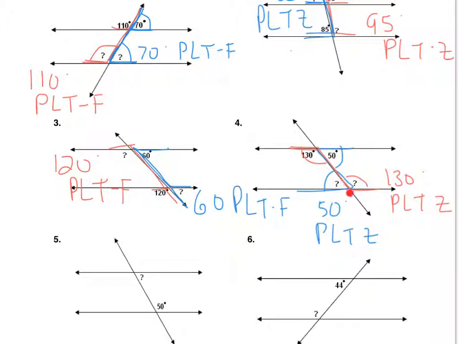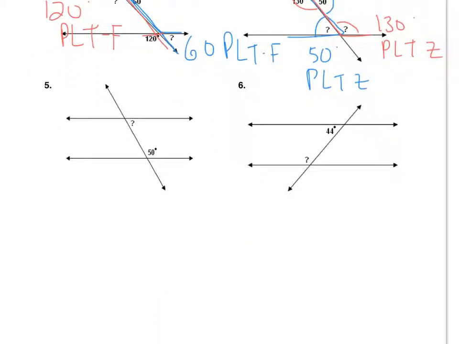You could have also solved this question mark by using PLTC, knowing that the 2 angles are equal to 180. So that could have worked as well. But we're going to practice the C pattern in number 5 and 6.